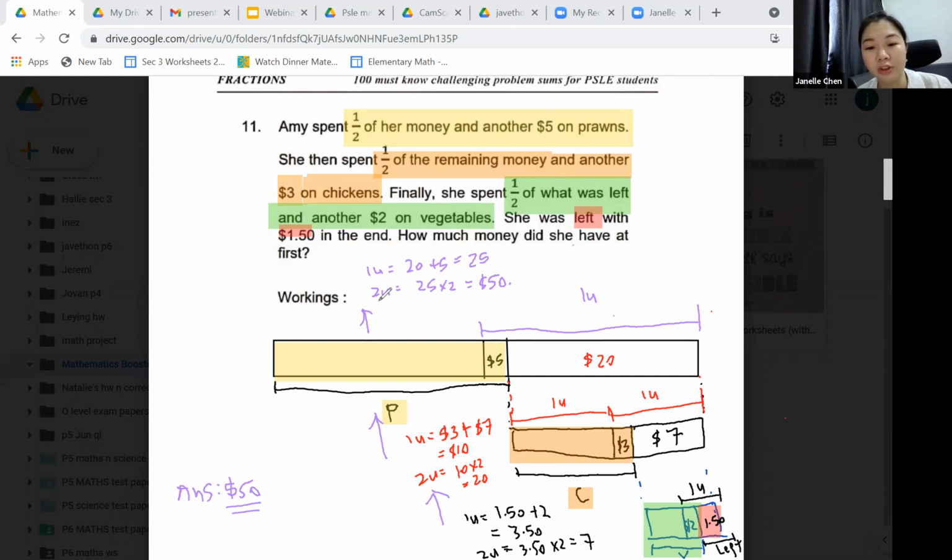So if you actually do understand, you should be just doing it as per what it is. So 1 unit equals $3.50, then 2 units equals $7. Then as you move to the next one, 1 unit equals $7 plus $3, and then 2 units is equal to $10 times 2. You should be doing the normal way whereby you write down like this. But I'm just showing you all that these are the numbers that I get for each of the levels. So I hope that it doesn't confuse you all.